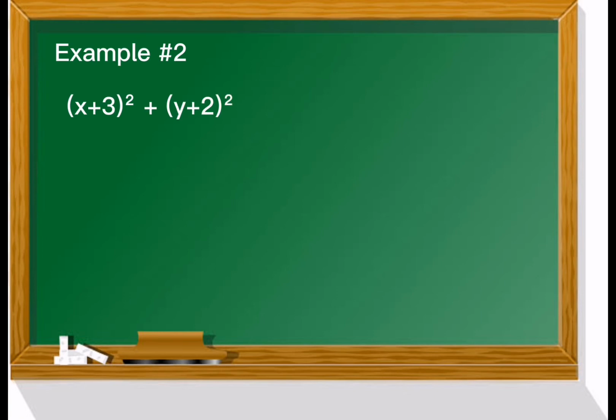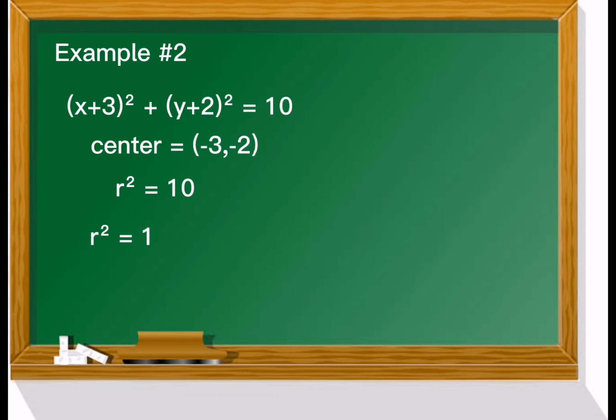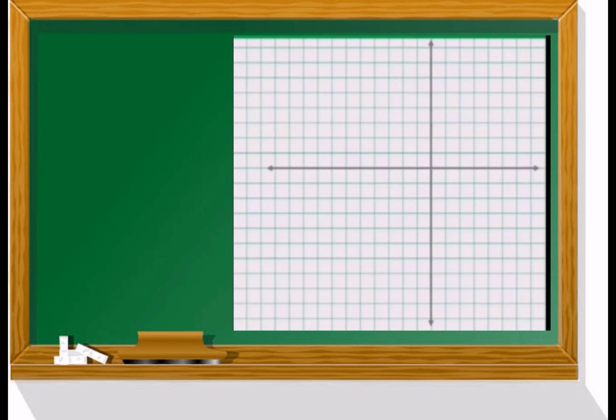Let's proceed to our example number 2. (x + 3)^2 + (y + 2)^2 = 10. The center of this equation is (-3, -2), and r^2 is equal to 10. So the radius equals the square root of 10, or approximately 3.16. So now let's graph it. The center is located in the third quadrant.